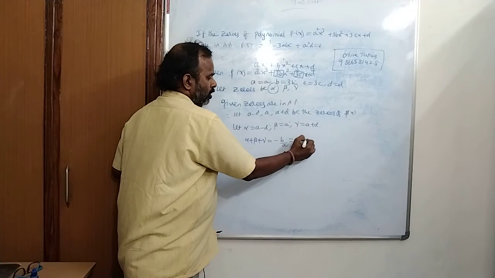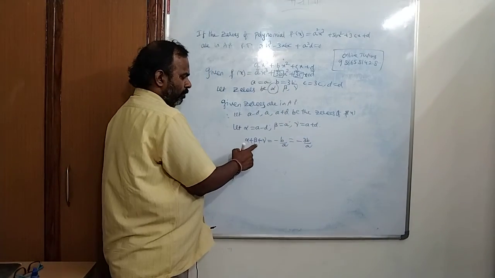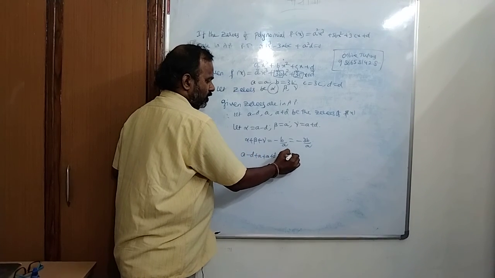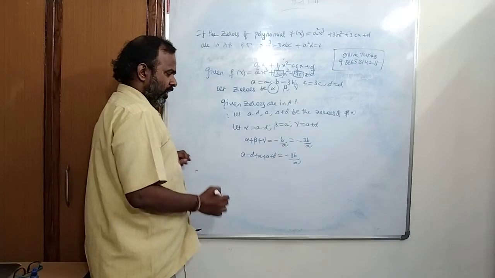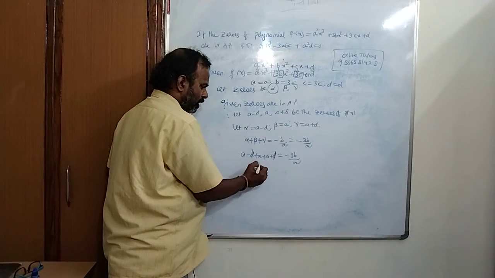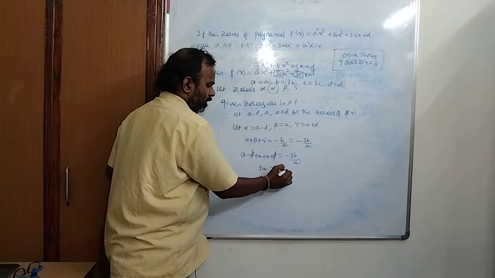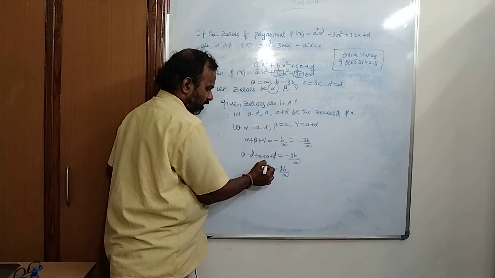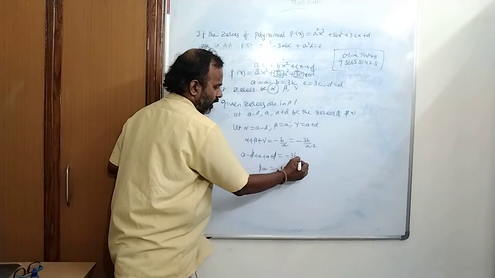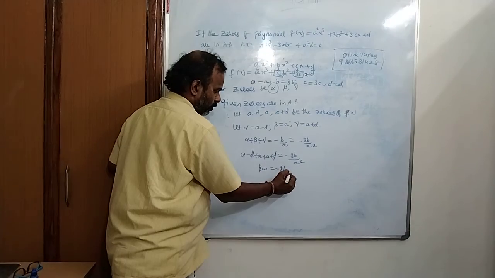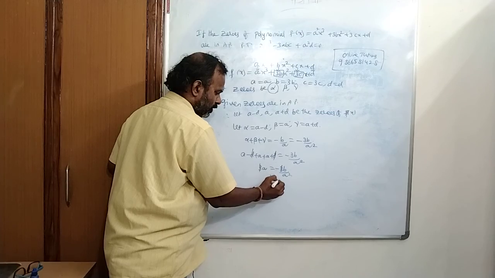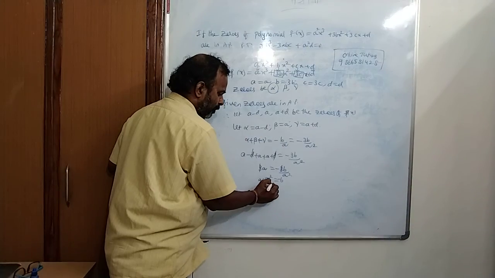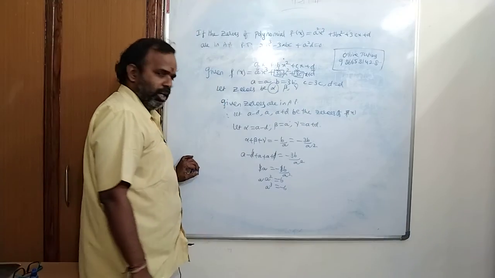Minus b is 3b by a. Alpha plus beta plus gamma, a minus d plus a plus d, is equal to minus 3b by a. The d and d get cancelled. 3a is equal to minus 3b by a. So 3 and 3 cancel. Here a is a square, so a square into a is equal to minus b. A cube is equal to minus b.